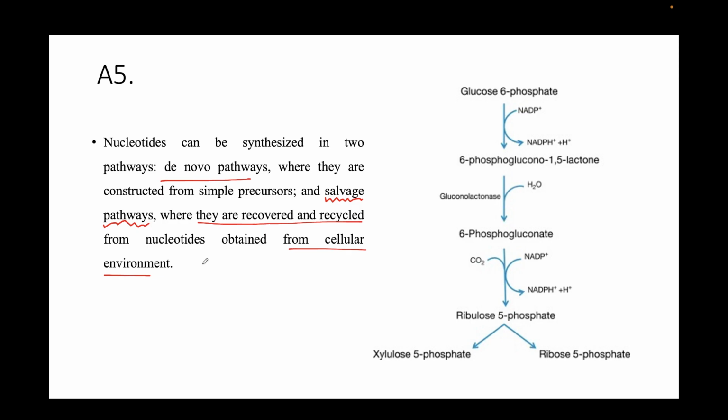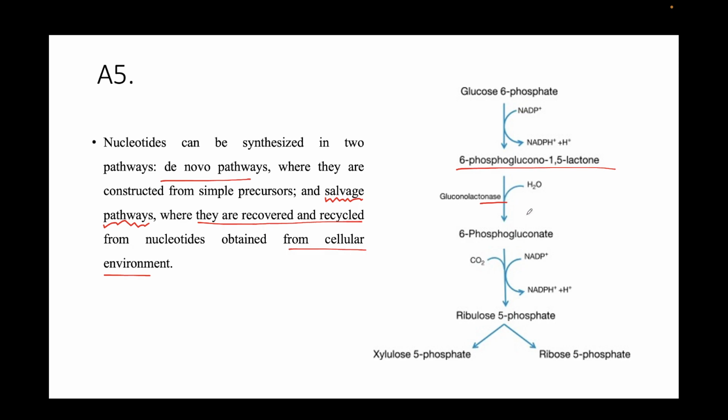There is one example of how these nucleotides are produced, using glucose 6 phosphate and NADPH, a high energy molecule, leading to 6 phosphoglucono 1,5 lactone, or 6 phosphoglucolactone, where water is added in presence of gluconolactonase. This is one enzyme. Always remember, when there is an ASE ending, that means this is an enzyme which cuts or breaks the substrate.